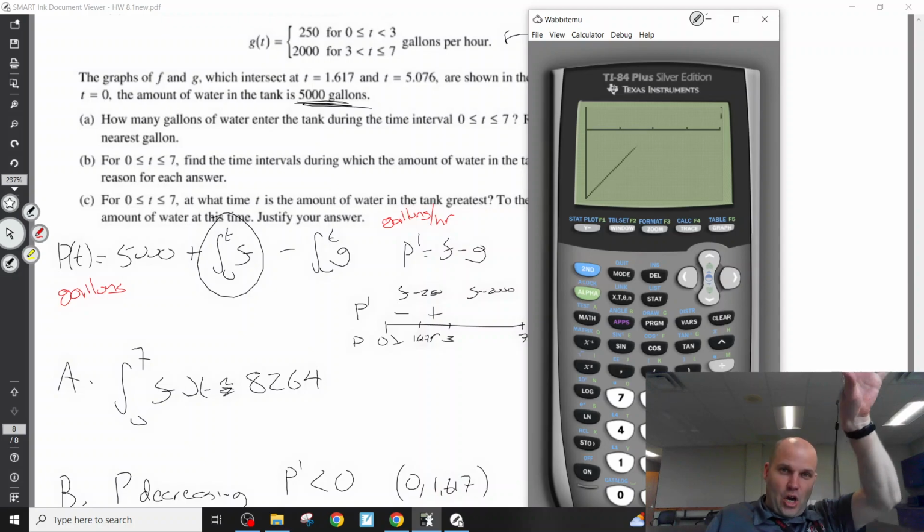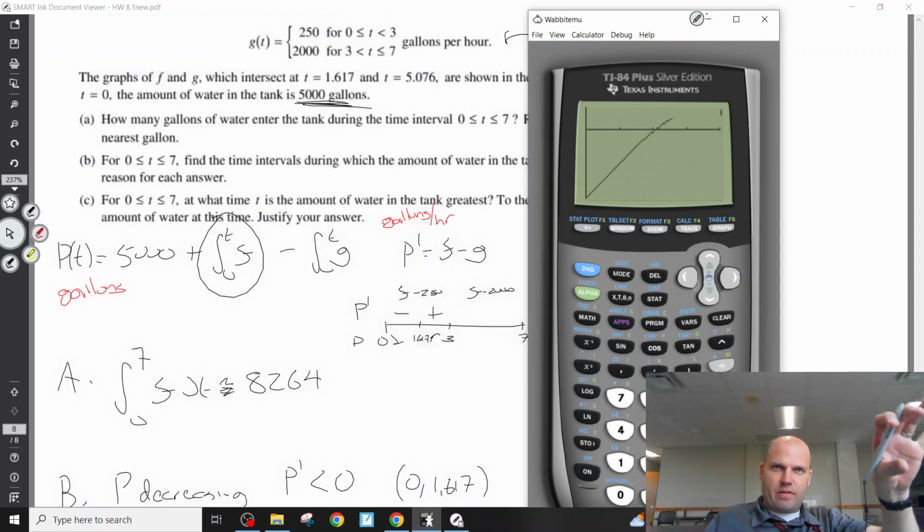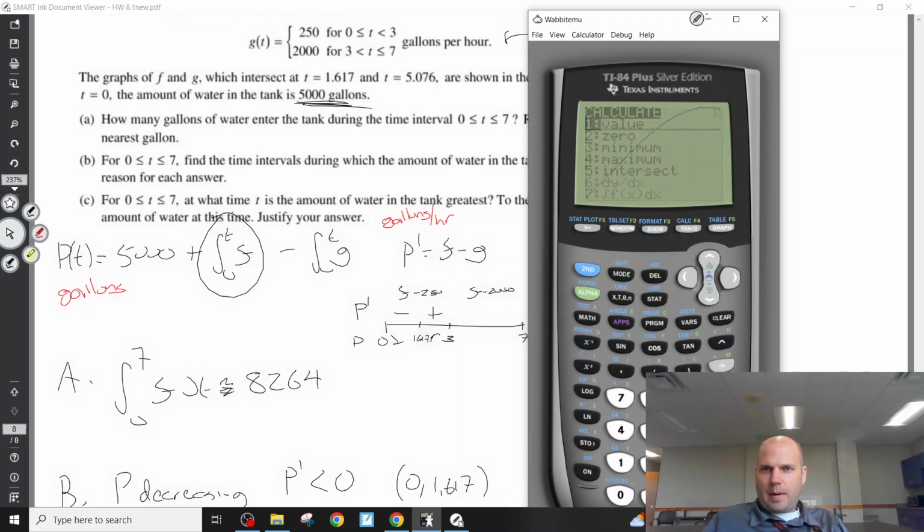Then again, we saw on the graph above, the rate out's bigger than the rate in. That means P prime would be negative. Here, this is P prime again that I'm graphing. I'm graphing the derivative. The derivative is negative until 5.076. They gave me that value up here. And then it's positive. That means P prime is decreasing then increasing.